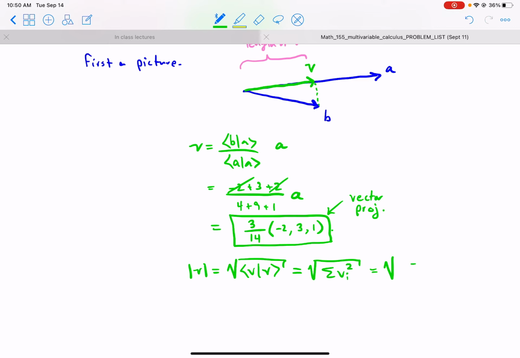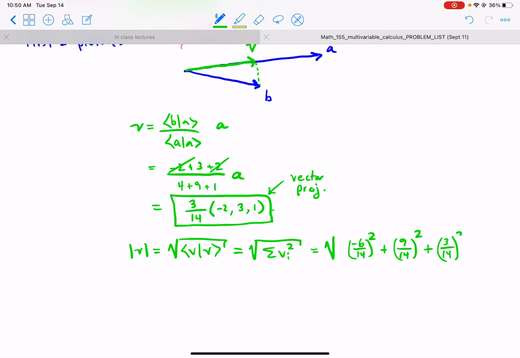Okay, so -6/14 squared. Plus, what's the second component squared? Well, it's a 3 and then a 3/14. 9/14 squared. Plus, okay, what's the third component? Well, it's a 1 times a 3/14. Okay. And I add those all up, and then I take the square root. This is, you can think of as Pythagorean theorem. And this is some number. This is a real number. And it is what we call the length of V.